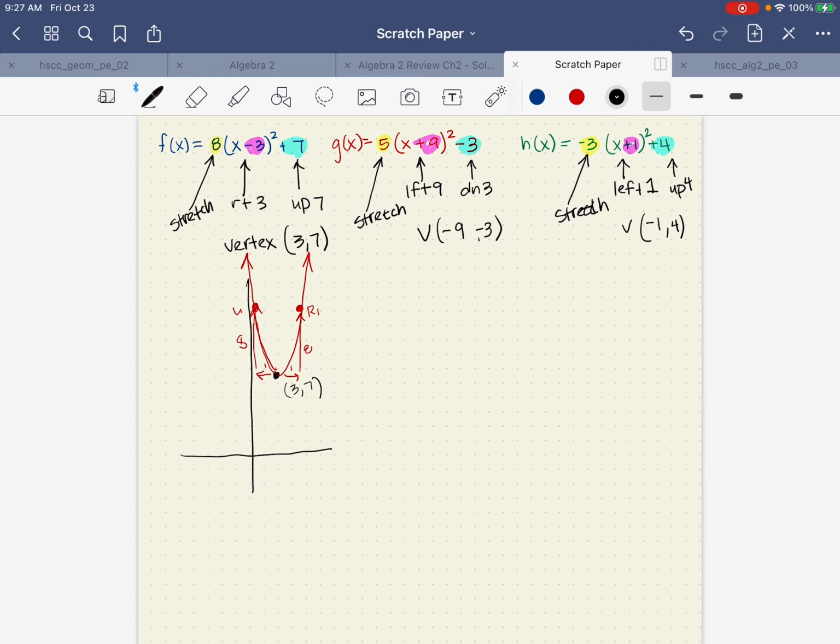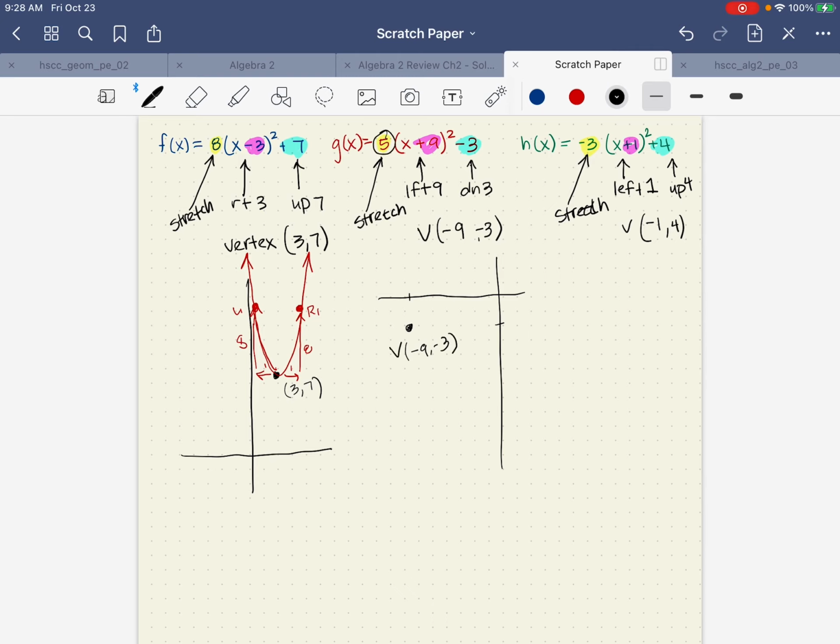All right, so we do the same thing, except this time we're going to do it with (-9, -3). So we start with our x-axis and y-axis. This guy here is in quadrant 3, so we're going to go 9 spaces to the left, roughly there, and 3 spaces down, roughly there. So we'll say, (-9, -3). This is our vertex. Once again, we use our stretch.